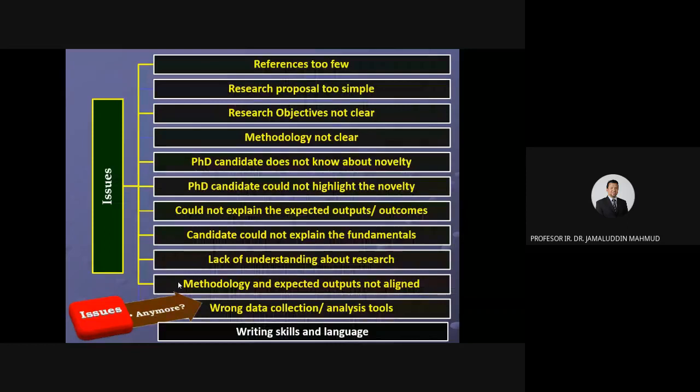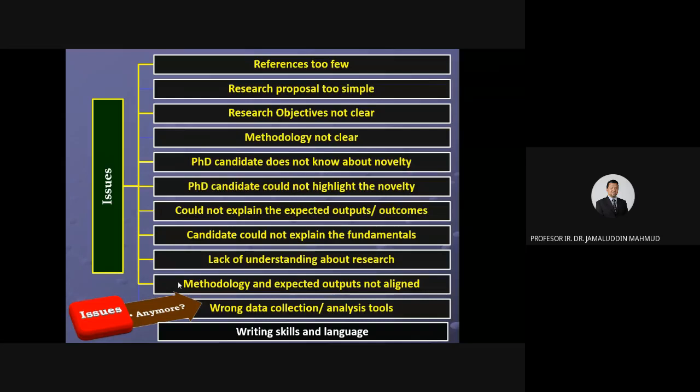Now, these are the common issues during the DRP. There are cases where references are too few. In this case, I'm not recommending any number, like that you should have 3 objectives or 4 research objectives. It's up to the assessors.